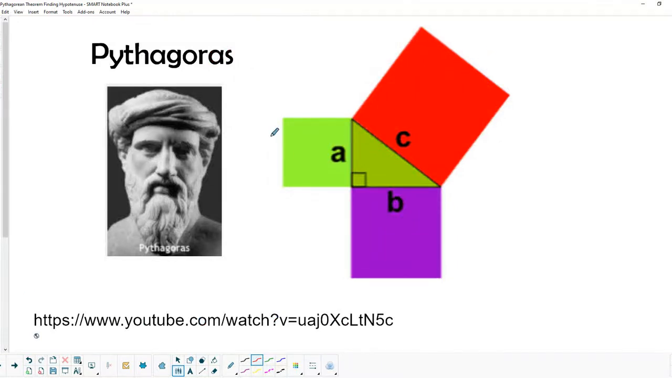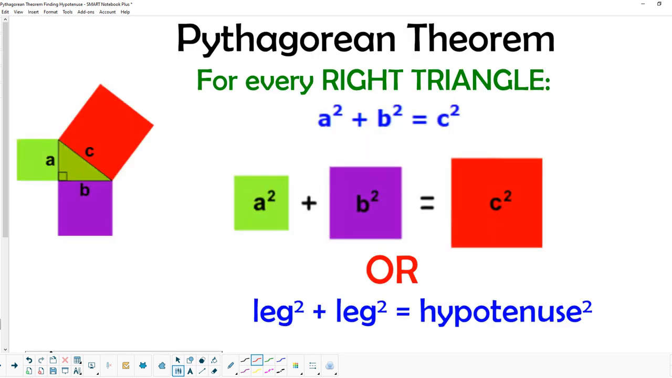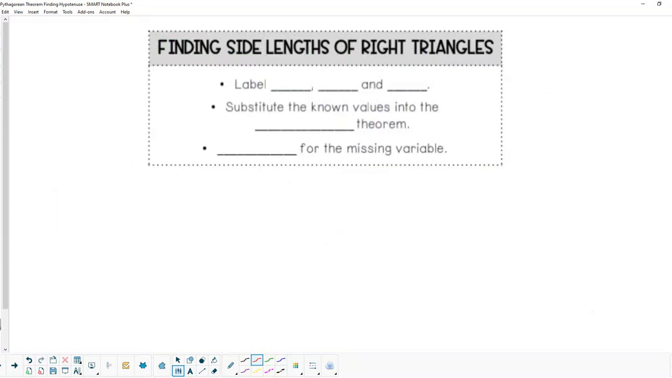It's depicted right here. If you look at these three squares, this square has the dimensions of side A, this square has the dimensions of side B, and this square has the dimensions of side C, the same length as the side of the triangle. If you add the areas of the two smaller squares together, you get the same area as the red one. Watch these videos if you're at home, and you can see this illustrated in a nice way. Another way to put it: A squared plus B squared equals C squared for every right triangle.